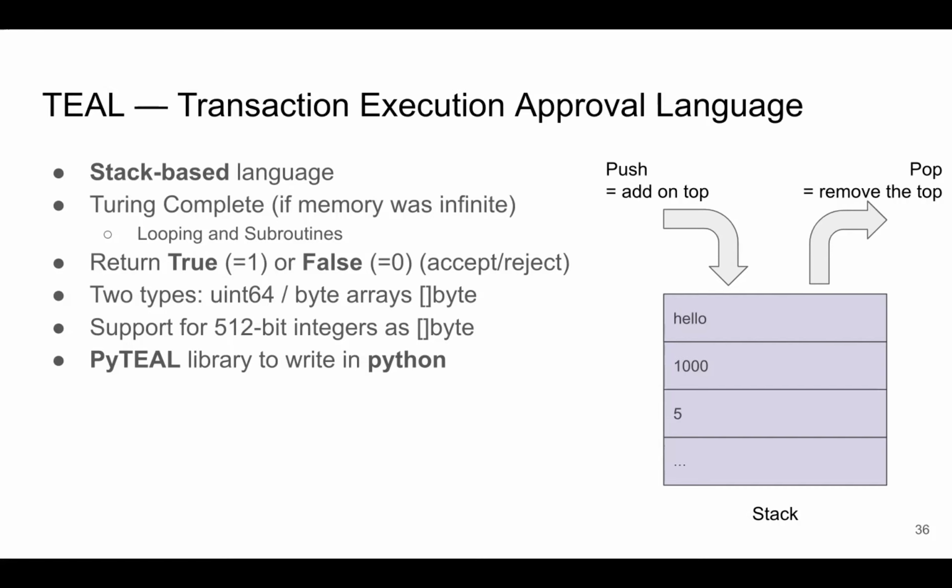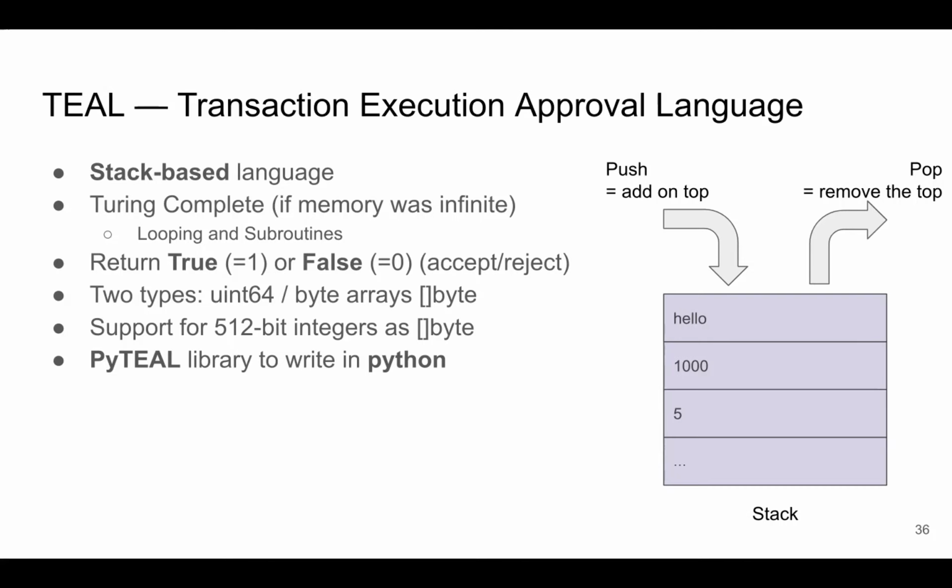The first thing is that the only thing a smart contract does at the end is return true, I accept the transaction, or false, I reject. So you can do many things in the middle, many effects, but at the end, it's return true or false, approve or reject. Smart contracts on Algorand manipulate two types: the uint64, an unsigned 64-bit integer, and byte arrays of up to, I don't remember which size. There is also support for 512-bit integers written as byte arrays. So it's a very simple language, there are only two types.